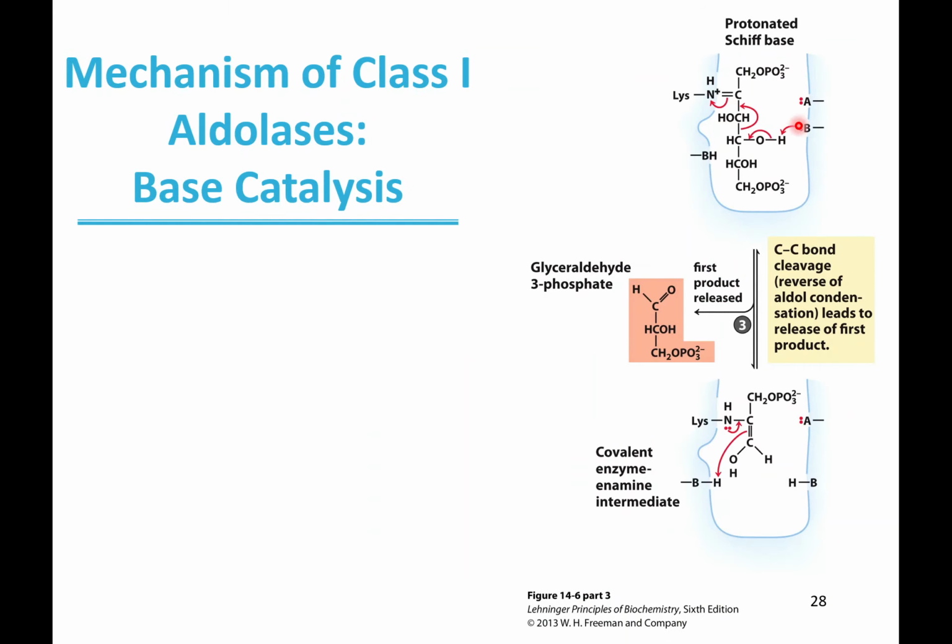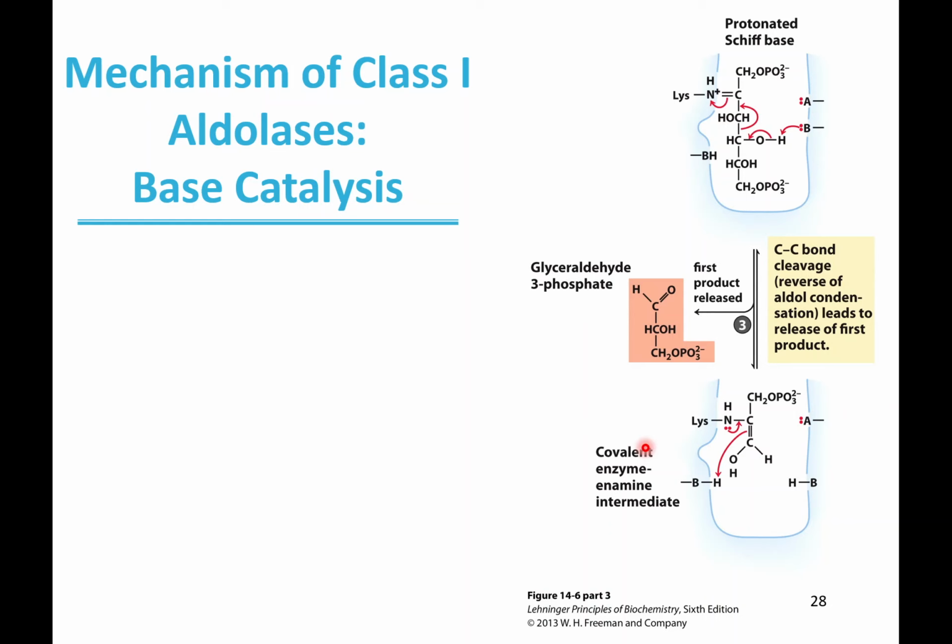Okay, when that's formed, you then get another proton abstraction, this time at carbon 4, the oxygen on carbon 4, and that's what cleaves the carbon-carbon bond. That then releases, after that step, the first product, the glycerol aldehyde 3 phosphate. And that's again carbons 4, 5, and 6 from the original glucose.